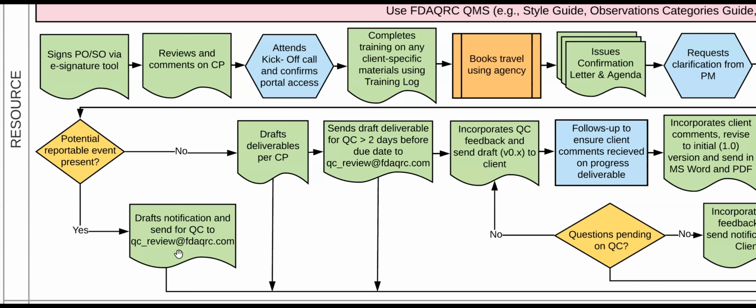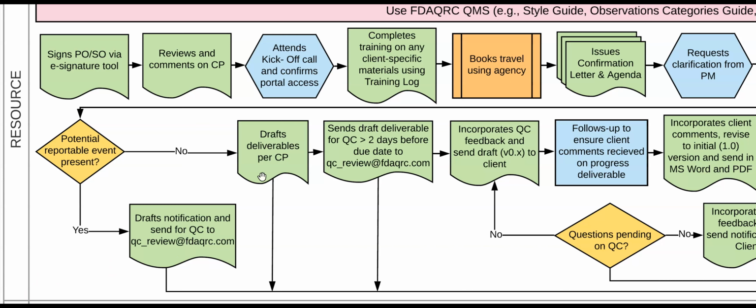Once the QC has been completed and you receive the approval from the project manager only, then can the written notification be shared with the client. Remember to copy the project manager on the communication with the client. The event escalation plan is also detailed within the collaboration plan for the project. Now the draft deliverables per the collaboration plan.